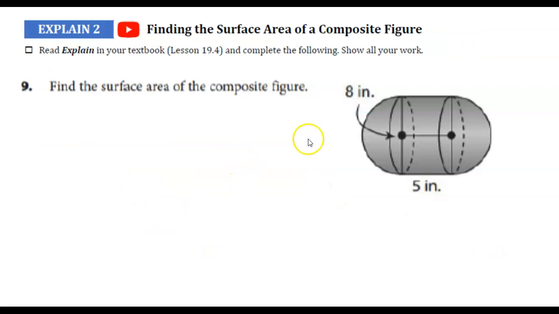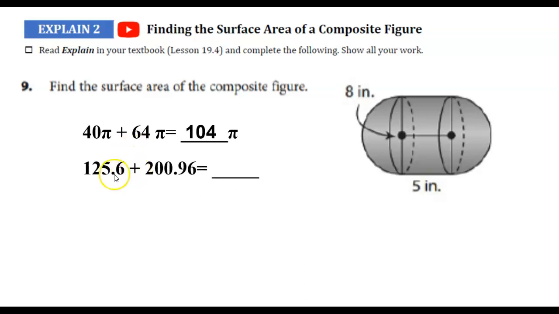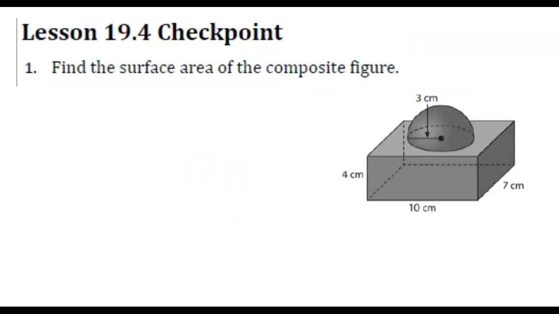So now that we've found the surface area of our sphere and our cylinder, what we're going to do is add those two together. Again, you could do it in terms of pi. 40 pi plus 64 pi would be 104 pi, or you can use the decimal values we just found and add those two together. Either one is fine, but go ahead and pause and do that now. Unpause, that would be about 326.56.